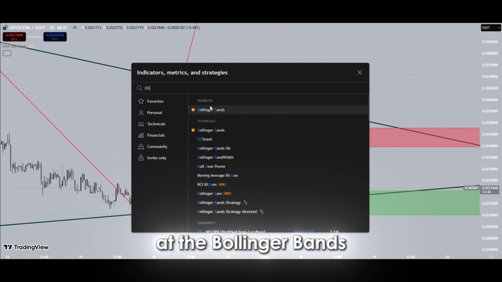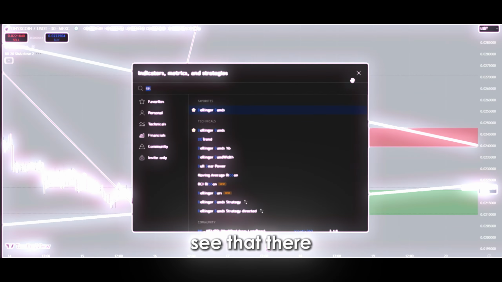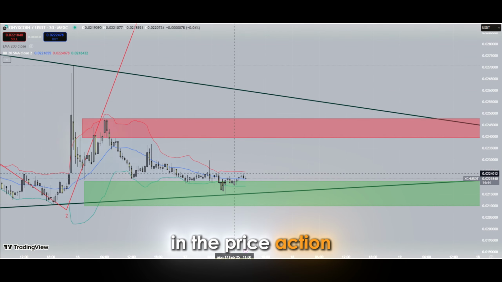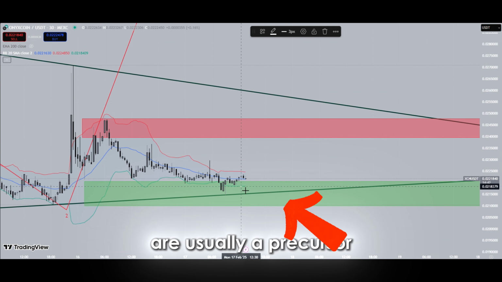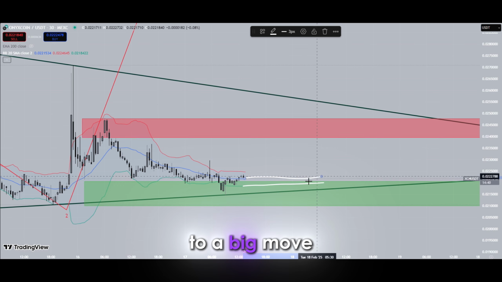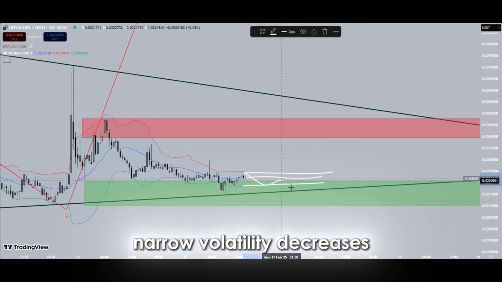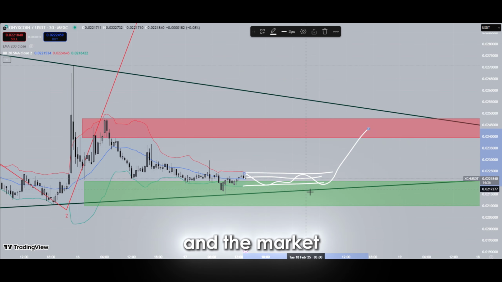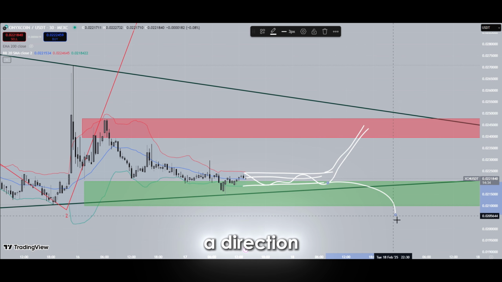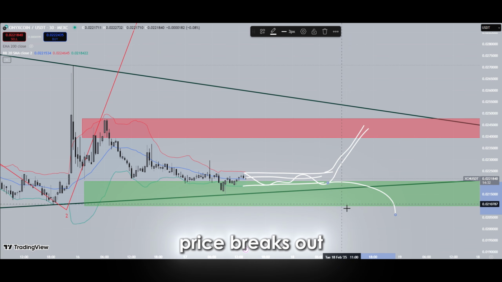When we look at the Bollinger Bands, we can clearly see that there is a squeeze in the price action. Such band squeezes are usually a precursor to a big move. As the bands narrow, volatility decreases, and the market prepares to set a direction. Whichever way the price breaks out will be a big breakout as volatility is large.